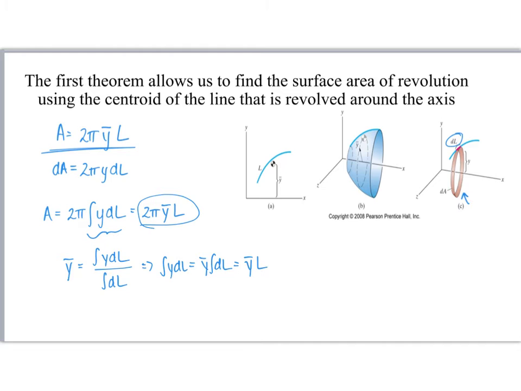So you see how that worked? And in a sense, it's not that you have to prove it every time, it's just showing you why this is true, but this would be another way that we could calculate the surface area of a revolution with just using the idea of centroids.